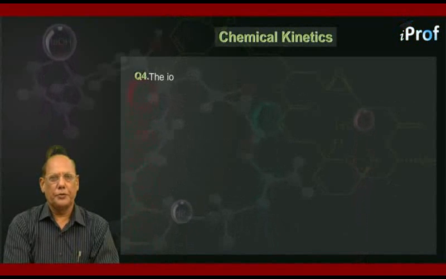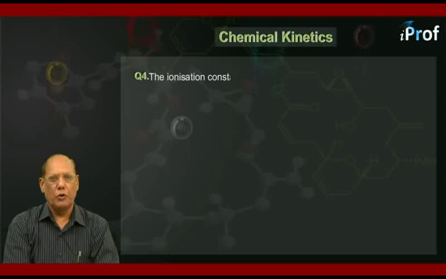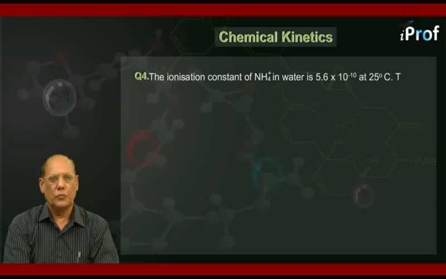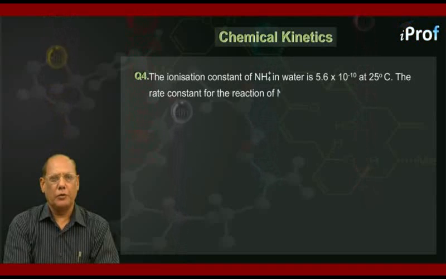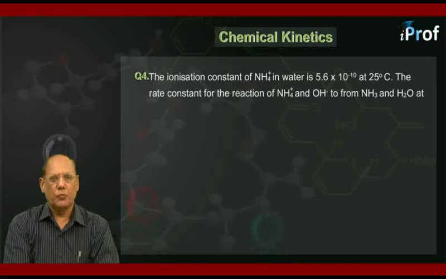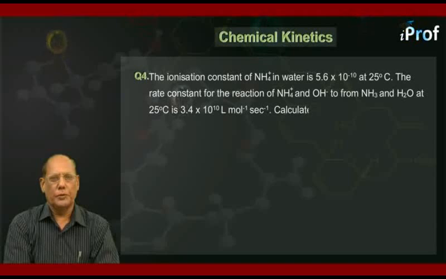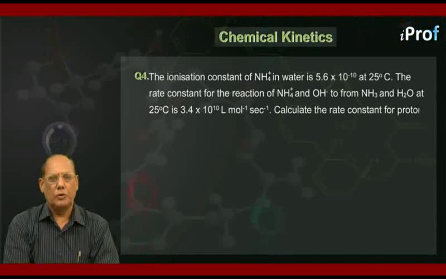The ionization constant of NH4+ in water is 5.6 into 10 to the power minus 10 at 25 degrees Celsius. The rate constant for the reaction of NH4+ and OH- to form NH3 and H2O at 25 degrees Celsius is 3.4 into 10 to the power 10 liter mole inverse second inverse. Calculate the rate constant for proton transfer from H2O to NH3.